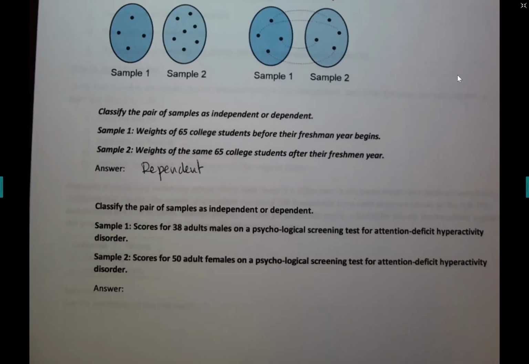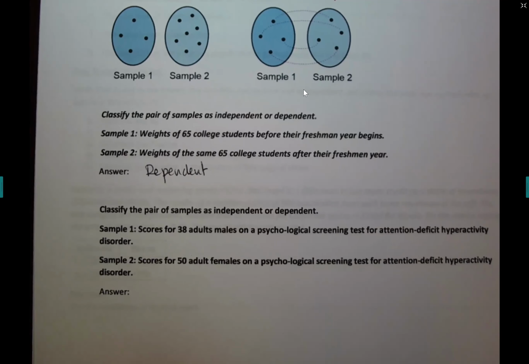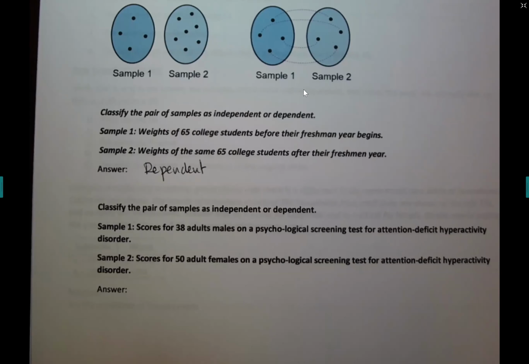Scores for 38 adult males on a psychological screening test for attention deficit disorder, and scores of 50 adult females in the same psychological screening test for attention deficit disorder. Your thoughts? Dependent or independent? Independent. They have nothing to do with each other.